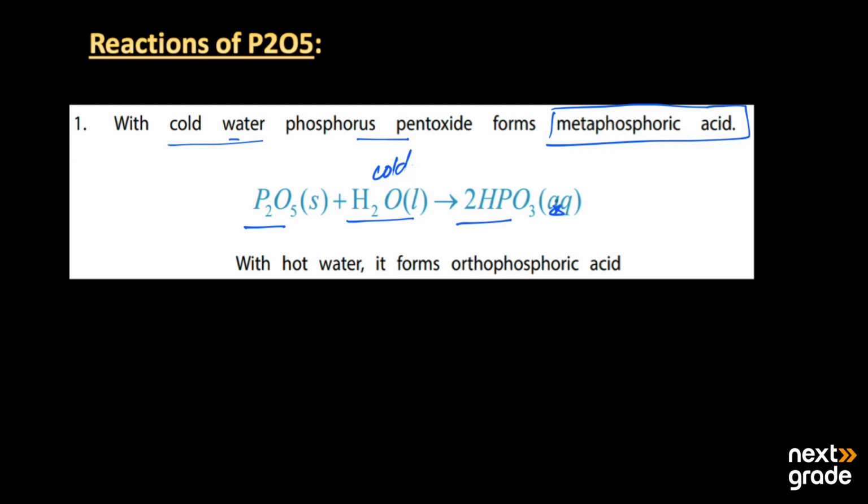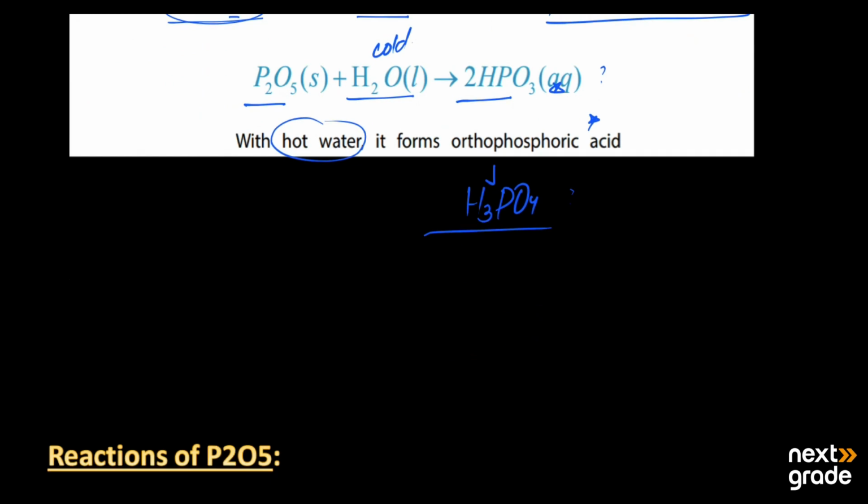While on the other hand, when it reacts with hot water, it produces orthophosphoric acid, H3PO4. So depending upon the water's condition, whether hot or cold, we can change the main products and obtain the product of our own will.